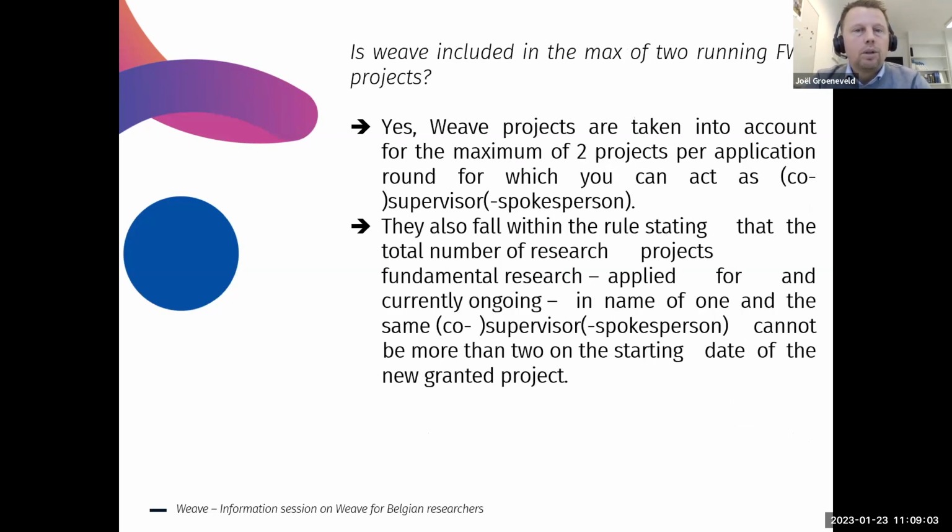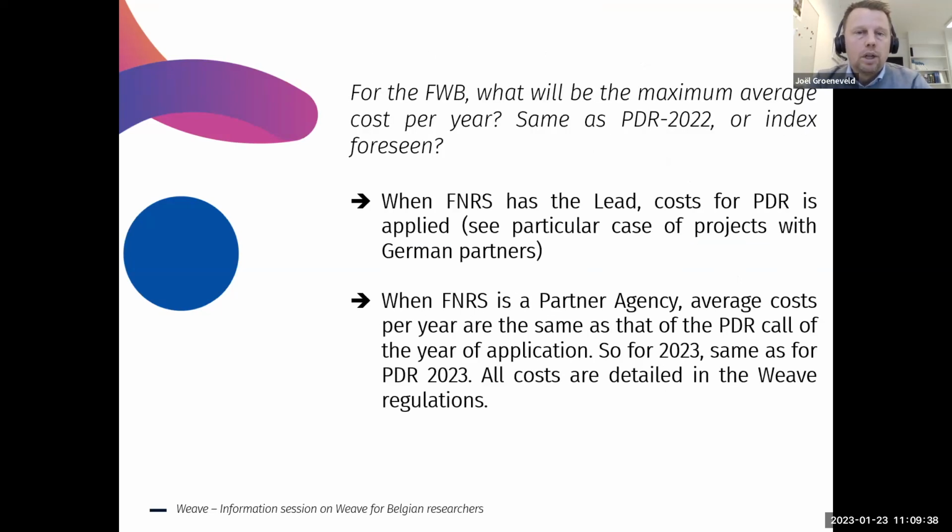Is WEAVE included in the maximum of 2 running FWO projects? I think Isabel already answered this very clearly. Yes, the WEAVE projects are taken into account for the maximum of 2 projects per application route for which you can act as a supervisor or co-supervisor spokesperson. They also fall within the rule stating that the total number of research projects of fundamental research applied for and currently ongoing in the name of one and the same co-supervisor spokesperson cannot be more than 2 on the starting date of the new granted project. So yes, it's capped at 2.